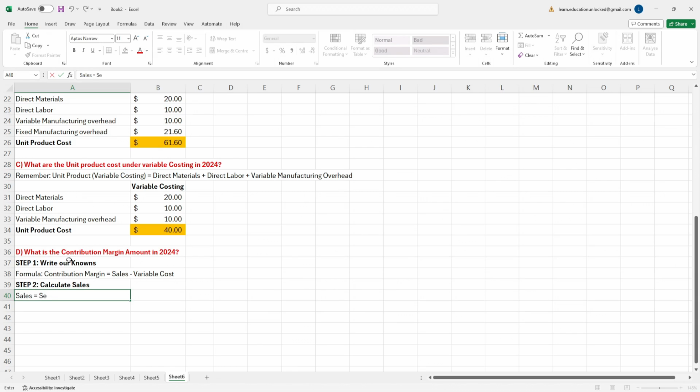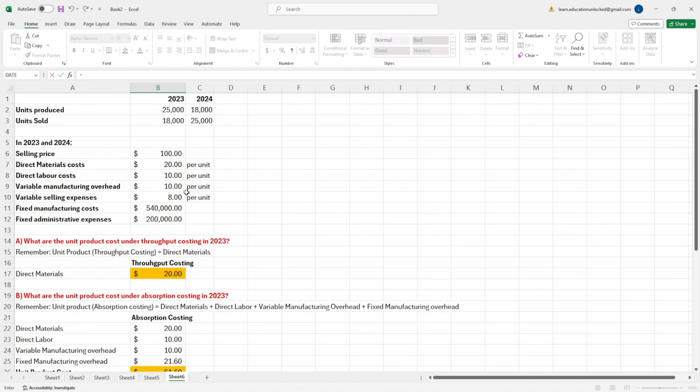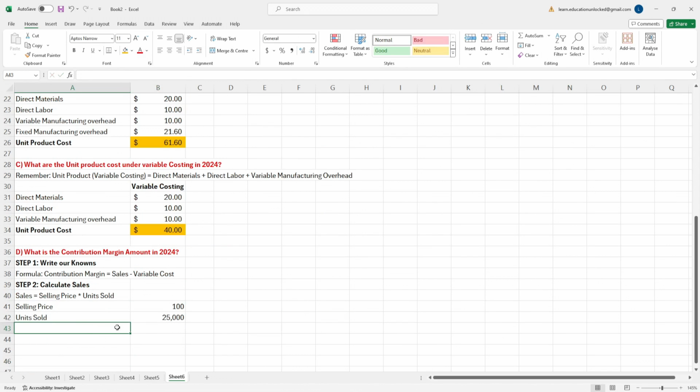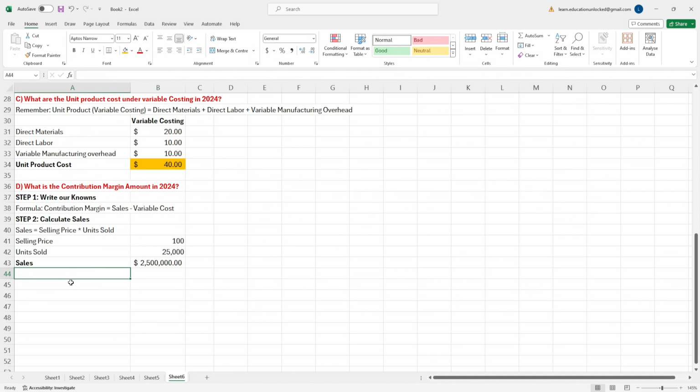So step 2, let's calculate our sales. Sales is equal to selling price times your units sold. Your selling price is 100. Units sold is all the way on top, for 2024. Units sold is 25,000. So make sure you click the right year, because maybe they'll try to trick you on the years that they use. And so the sales is equal to 100 times 25,000. That gives us 2.5 million.